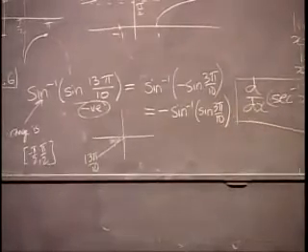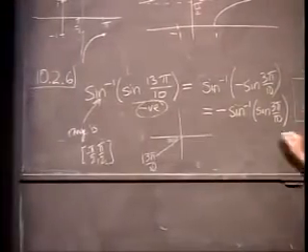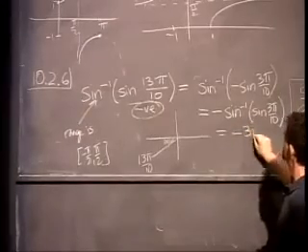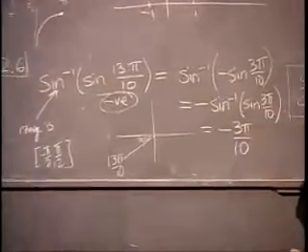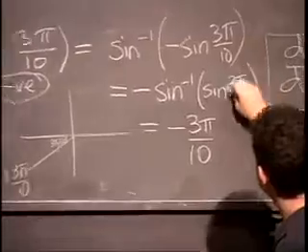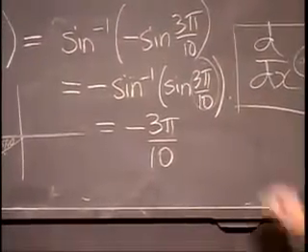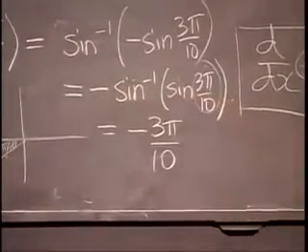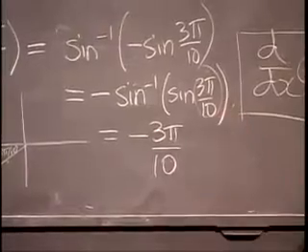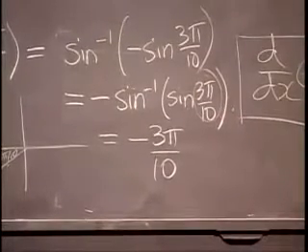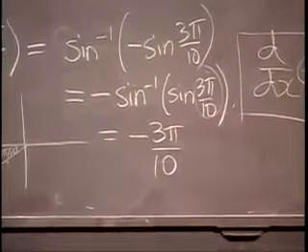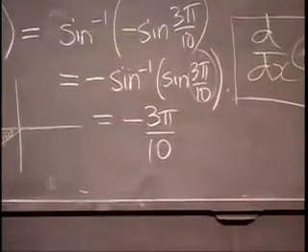Was that any simpler? Well, yes. Now you can just write down minus 3 pi over 10 because inverse sine of sine 3 pi over 10 is fine. When you're in the range minus pi over 2 to pi over 2, you're all good. The inverse sine of the sine is correct. So you have to be really careful.